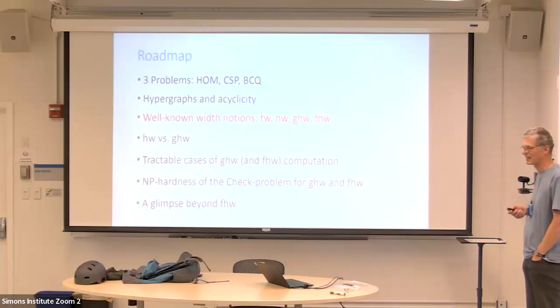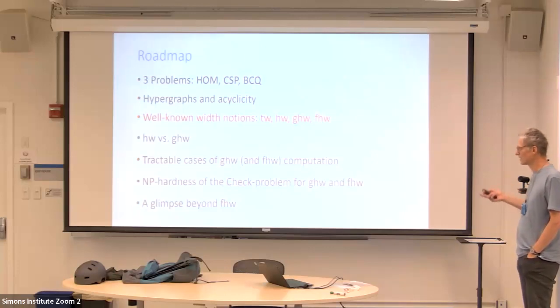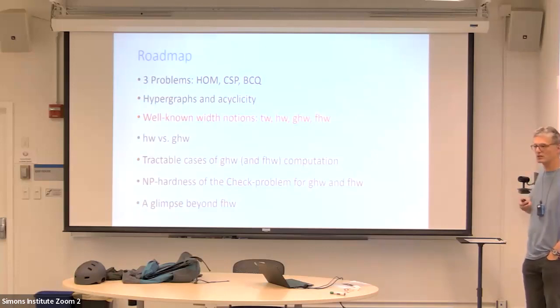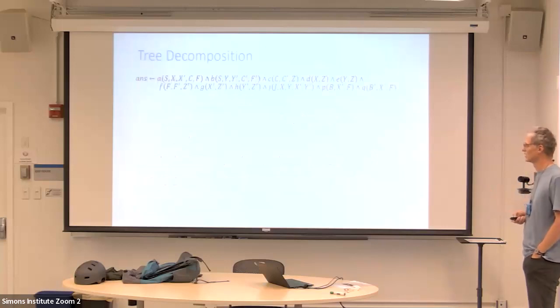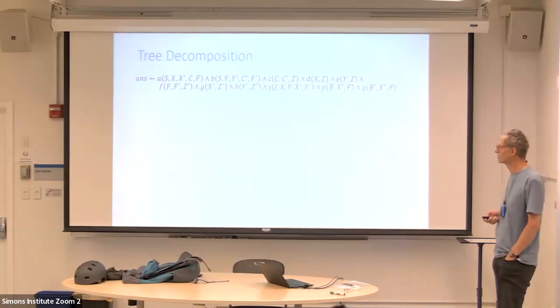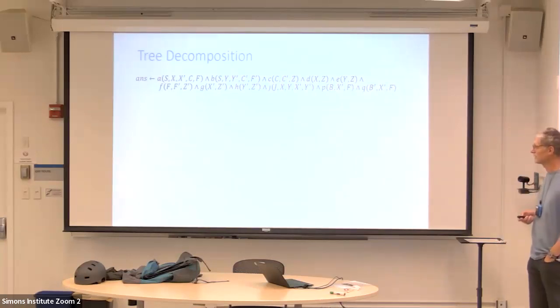For most of you, it's just a reminder. These very common width notions: tree width, hypertree width, generalized hypertree width, fractional hypertree width, all associated with some notion of decomposition: tree decomposition, hypertree decomposition, and so on. So the first type of decomposition we look at is tree decompositions.